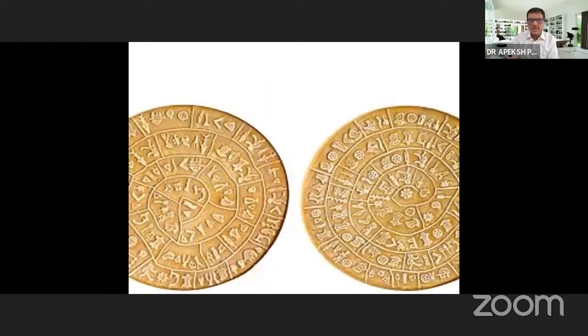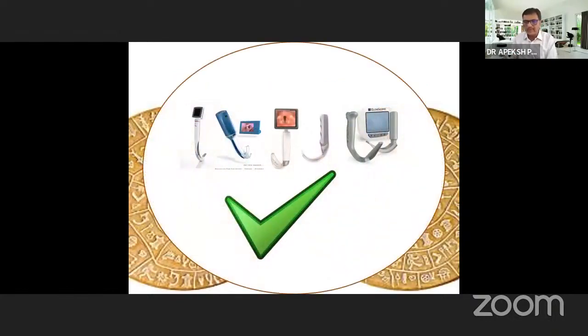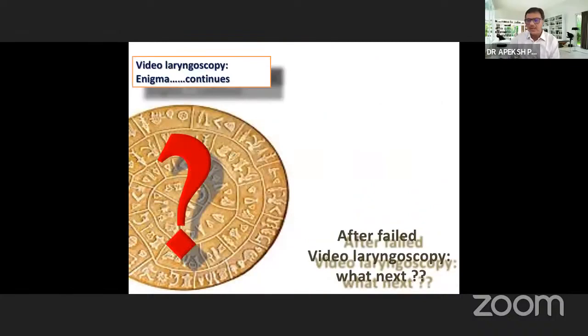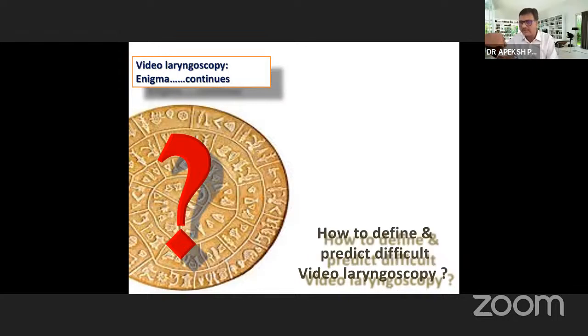So these are the lacunae in video laryngoscopy. Like, what to do if we fail with the video laryngoscope? What next? We don't have enough evidence. Should we go ahead with another video laryngoscope or should we go ahead with direct laryngoscopy? We don't have a clear-cut evidence-based guideline for this question. How to define and predict a difficult video laryngoscopy? Till date, we have only two or three publications in this direction.